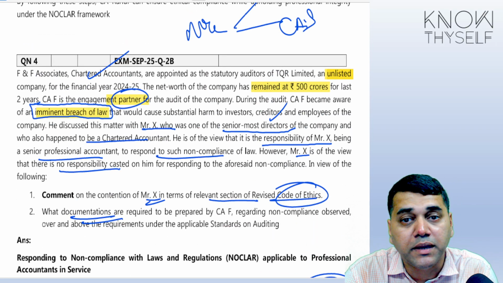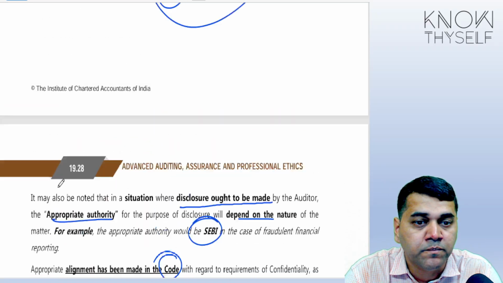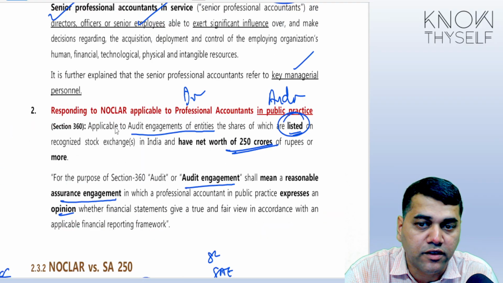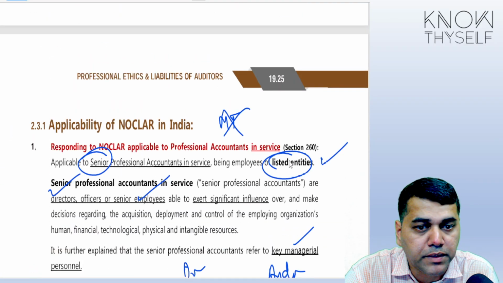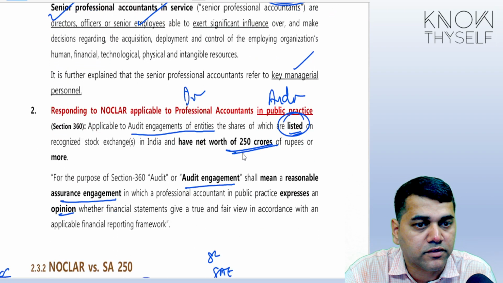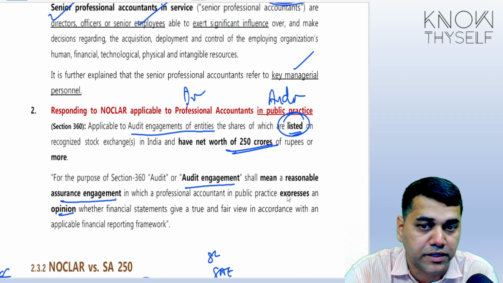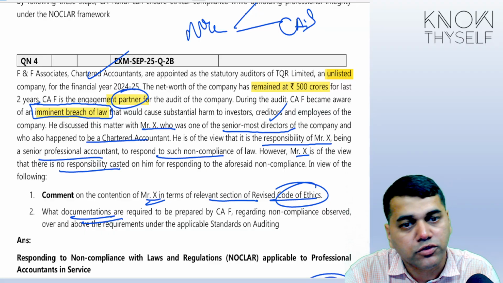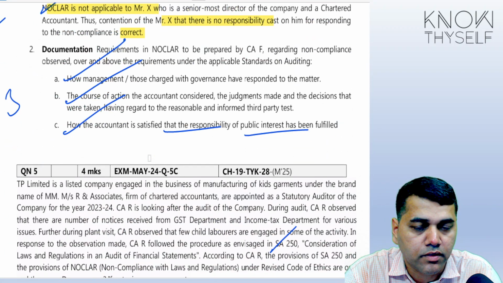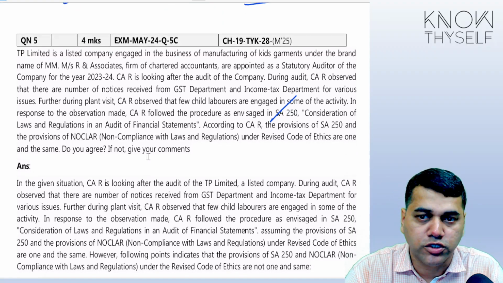We have already seen whom it is applicable to: senior people of listed entities, accountants in service and accountants in practice. What they have given here is an unlisted company, so it is not applicable to them. So they were correct, and they have to give the documentation. Yes, so we will move on to the next question.